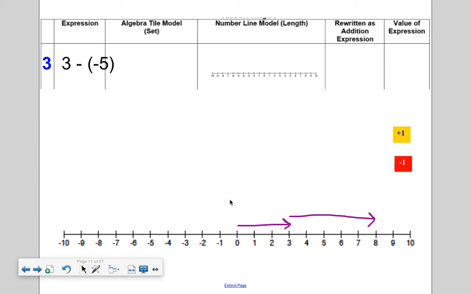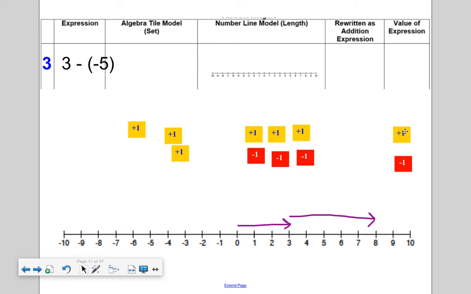What if I would like to model it? So I need 3 positives. Can I take away 5 negatives from this? I don't have any negatives to take away. So we need to add some zero pairs. We need to add 5 zero pairs to this. So I add 5 zero pairs. Now can I take away 5 negatives? Yep, take away these 5 negatives.